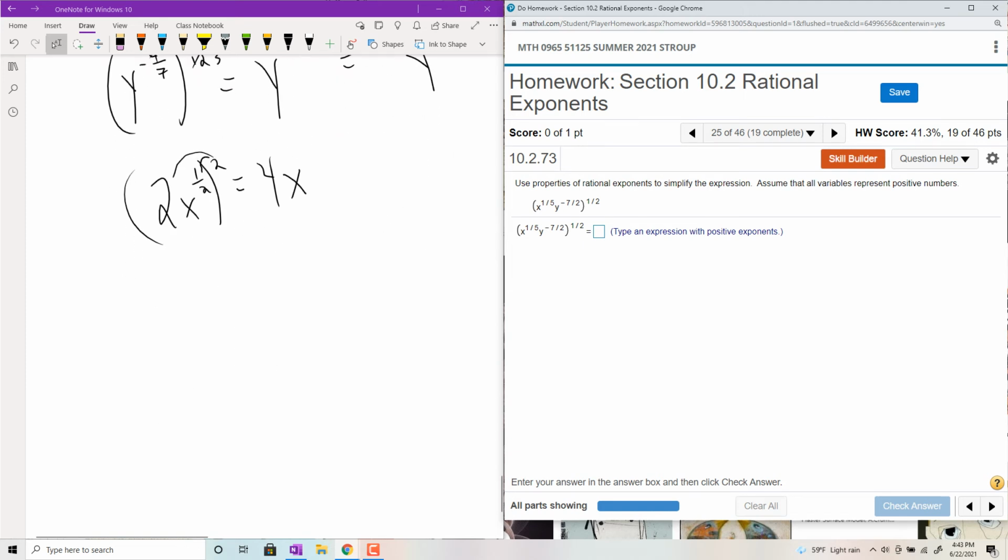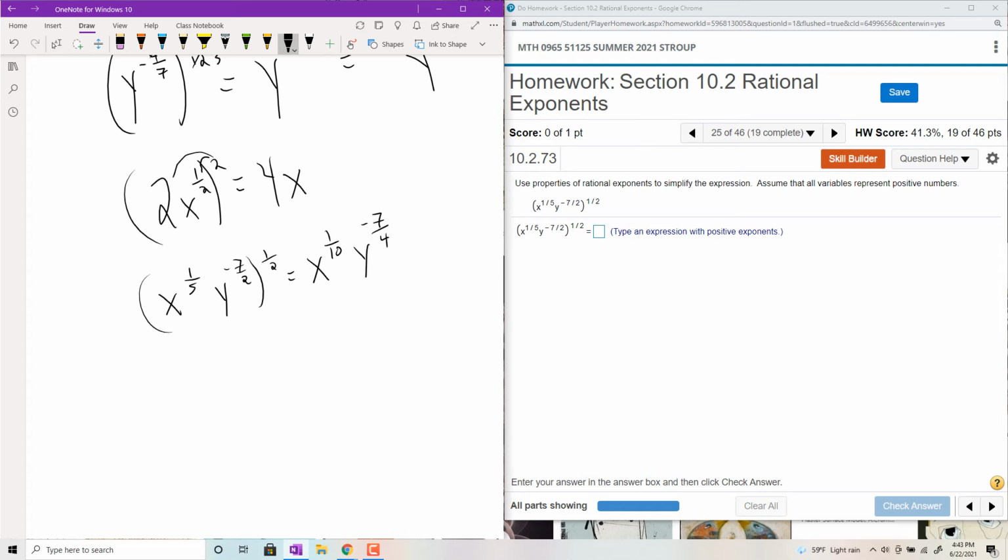And this guy. Okay, so you can kind of distribute the exponent first. So you get x to the 1/10, y to the -7/4, and then we hate the negative exponent, so we write it x to the 1/10 over y to the +7/4.